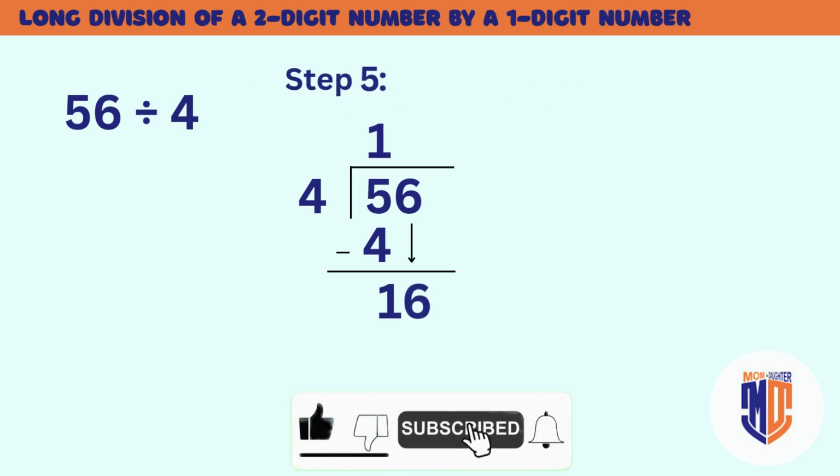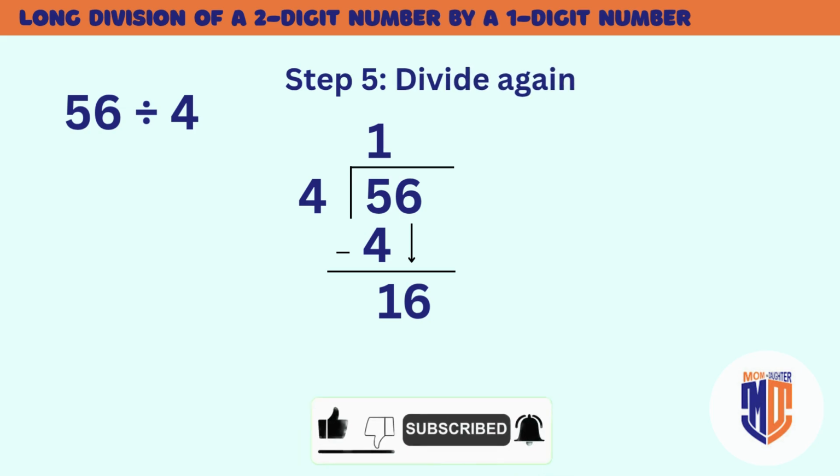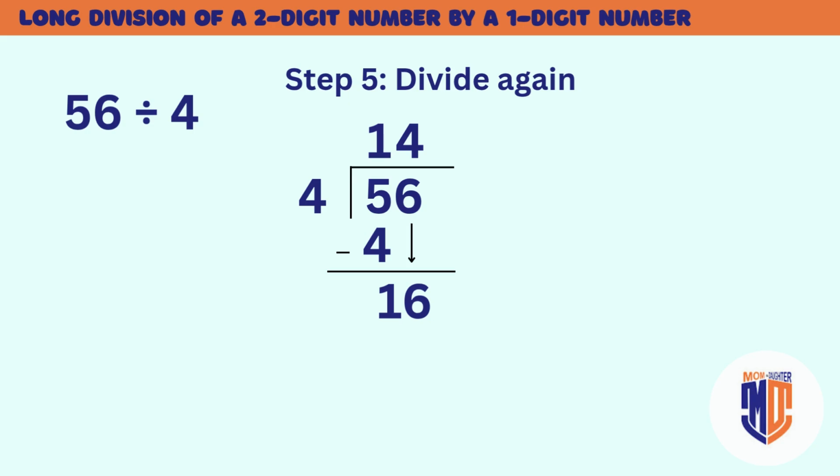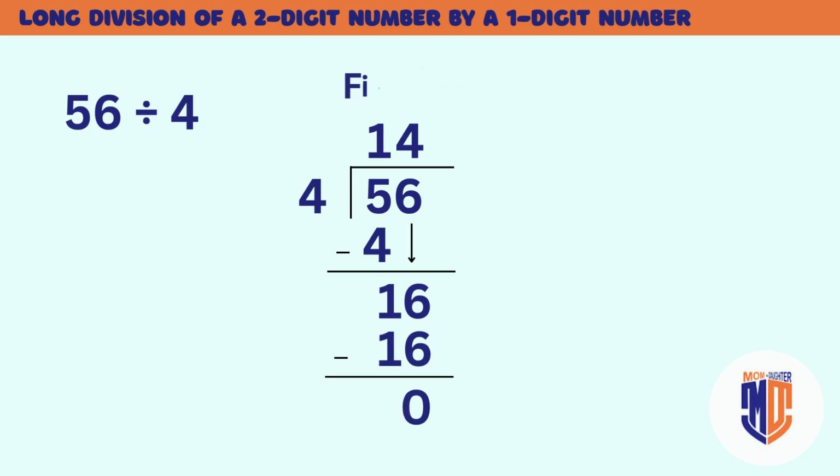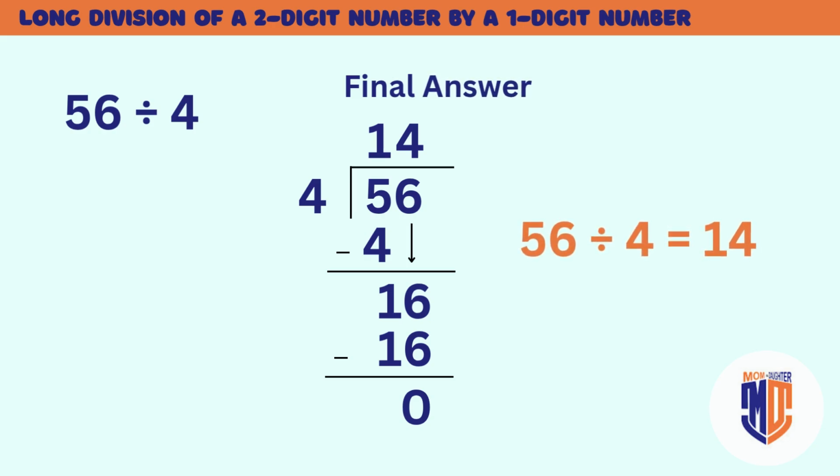Step 5. Divide again. Now divide 16 by 4. 4 times 4 equals 16. Write the 4 above the line, next to the 1. Final answer. 56 divided by 4 equals 14.